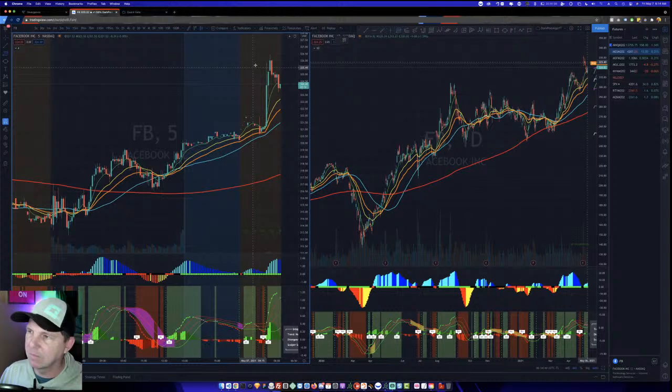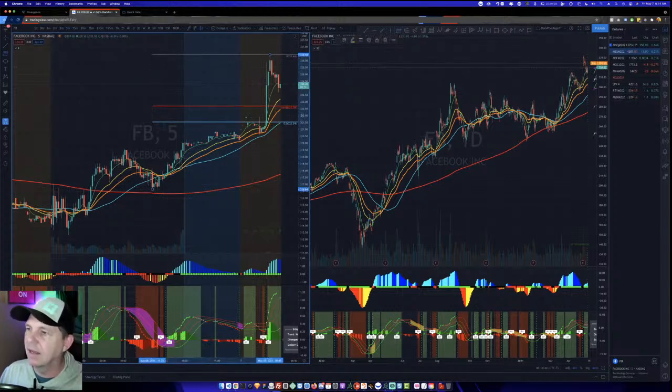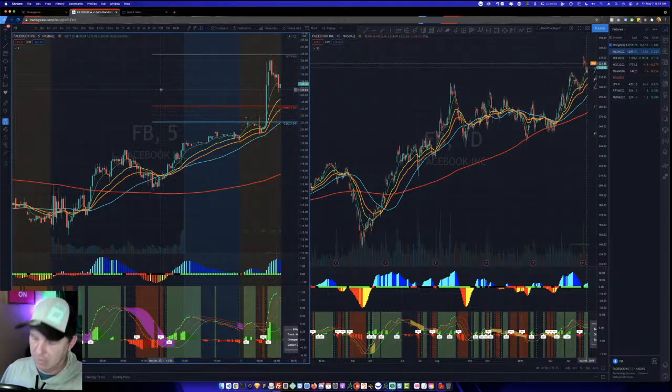Where do I want to go from? Go from there to here. The 618 retracement is at 322.70. That's going to be my support level for Facebook today, around 322.50. I like that nice move up in the morning.